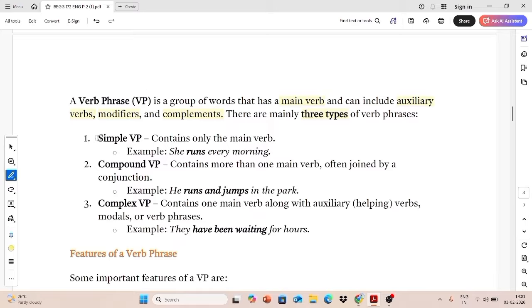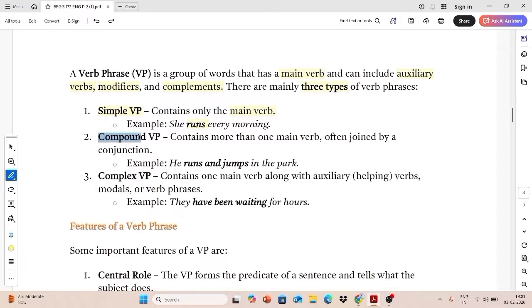What is the first verb phrase? That is the simple verb phrase. It contains only the main verb. You can see the example. She runs every morning. The word runs is the simple verb phrase.